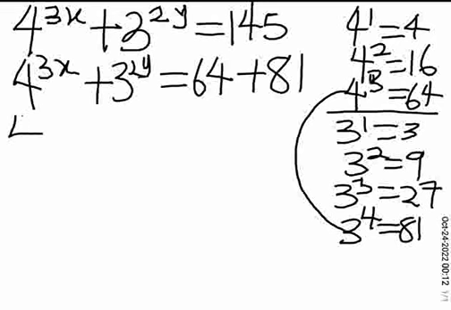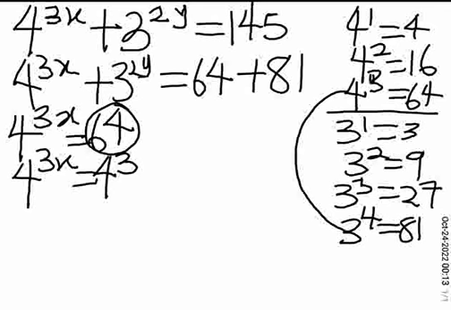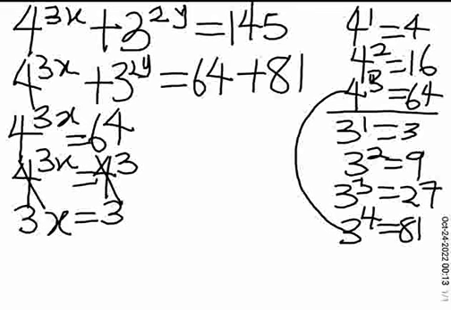So now if 4 raised to power 3x corresponds to 64, we can say that 4 raised to power 3x will be equal to 4 raised to power 3. If this 64 is reduced to index form, we will get 4 raised to power 3. So now the 4 cancels the 4. We bring down what's left. 3x equals 3. And then dividing both sides by 3, x is equal to 1.